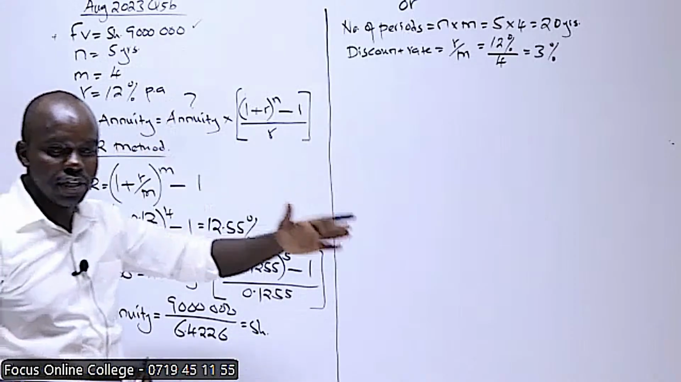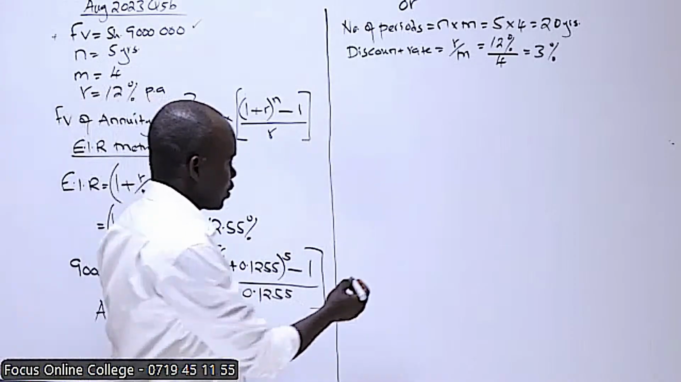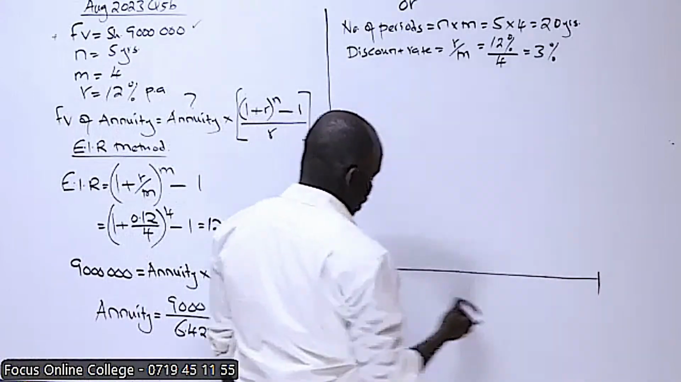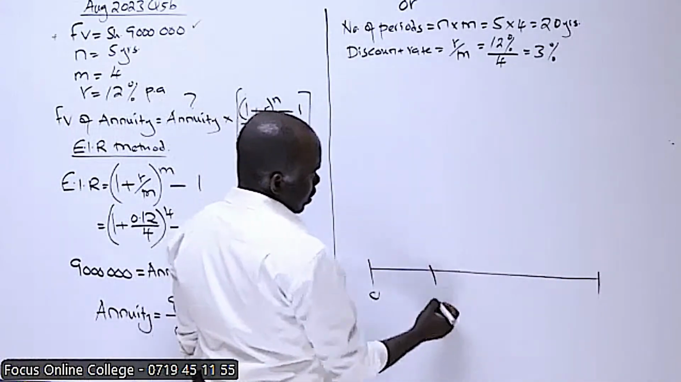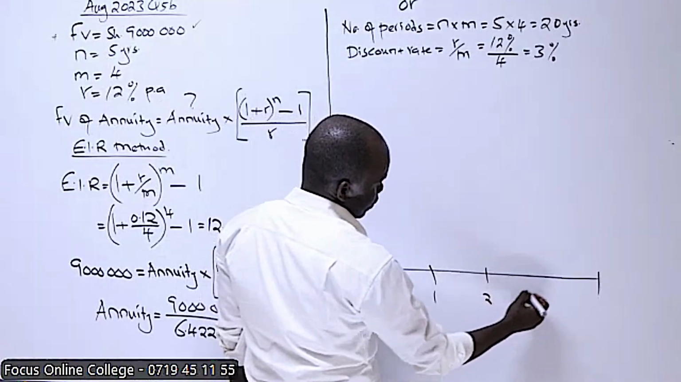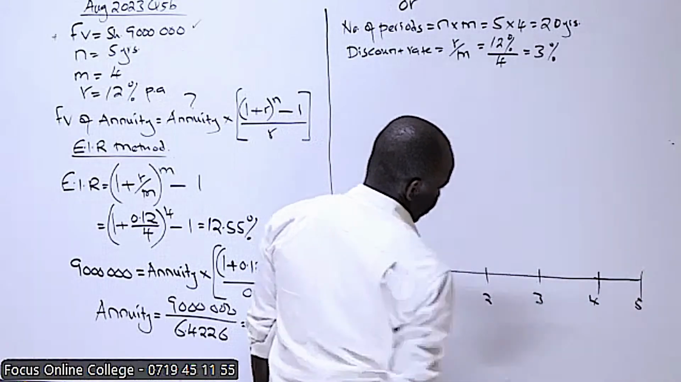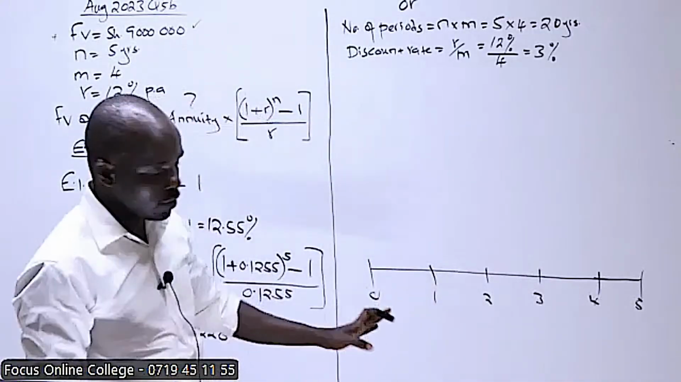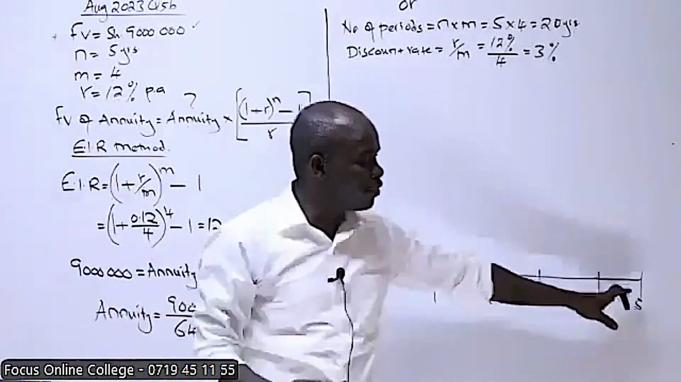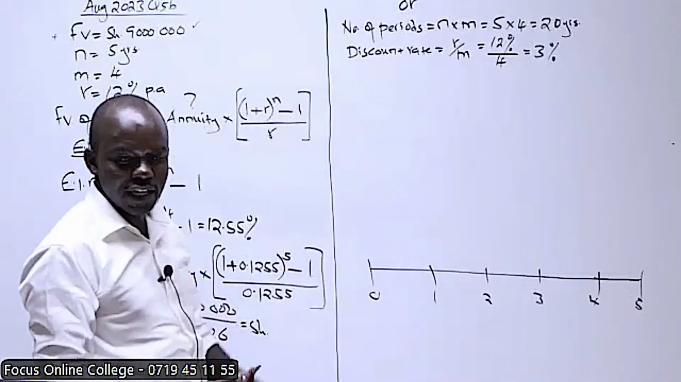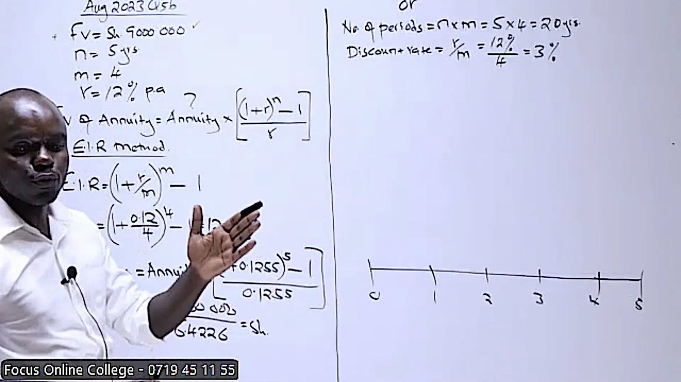So the number of periods will increase. It's like saying we have a period here. This is 0, this is 1, this is 2, this is 3, this is 4, and this is 5. So these are 5 periods: 1, 2, 3, 4, 5. 5 years. But you're saying in each year is making 4 payments.